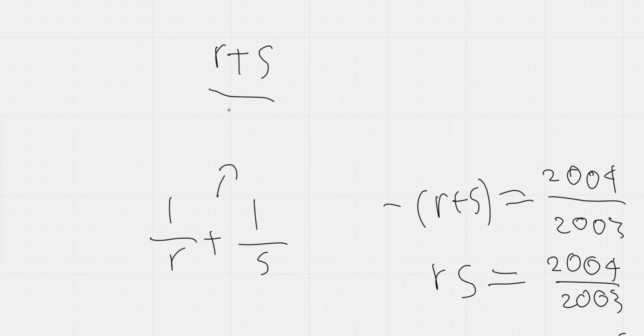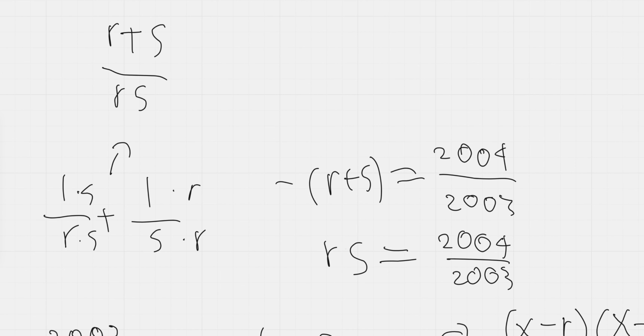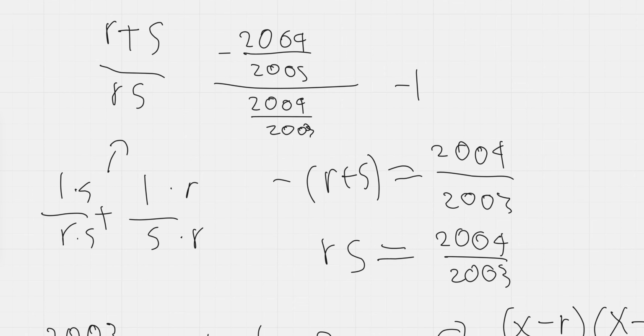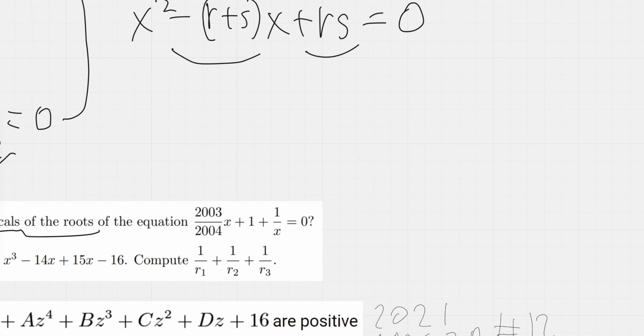We're going to have (r plus s) divided by rs. As you can see, you can just multiply both sides here by s, both sides here by r. And clearly, we have everything we need. We have r plus s, and we have rs. Negative 2004 divided by 2003, divided by 2004 divided by 2003, which is just negative 1. And that's our answer.